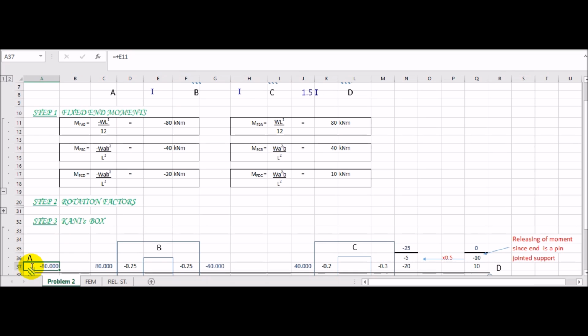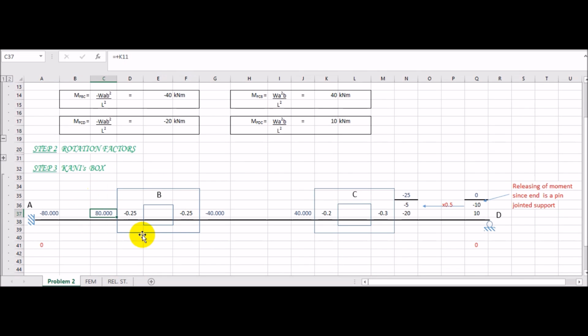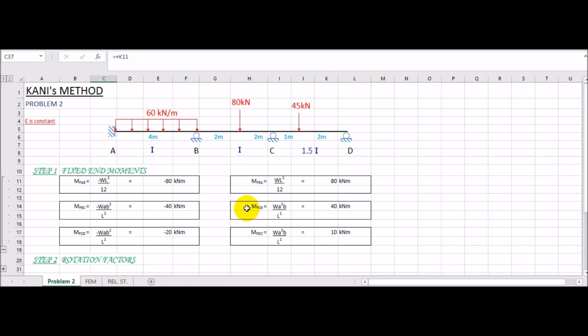Here you will have to write the fixed end moment of AB. Here you will have to write the fixed end moment of BA, and at the intermediate supports you have to draw these two boxes. These are called Kani's boxes, and these have to be drawn only at the intermediate supports. Since B and C are intermediate supports, I draw these two boxes there, and outside the boxes I have to write my fixed end moments, whatever I found out here.